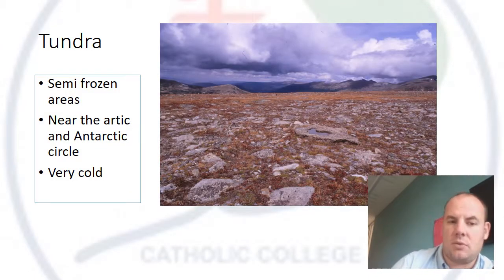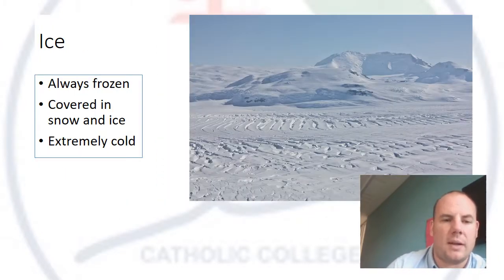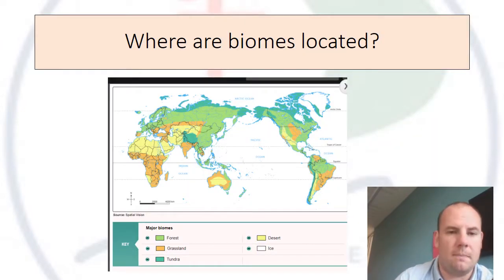Then we have tundra. These are semi-frozen areas. They are towards the poles, near the Arctic and Antarctic Circle. This is where some of the year the ground is frozen. It is very, very cold, but in summer it does warm up. Then we have ice. These are areas that are always frozen. They are normally at the poles and they are extremely, extremely cold.